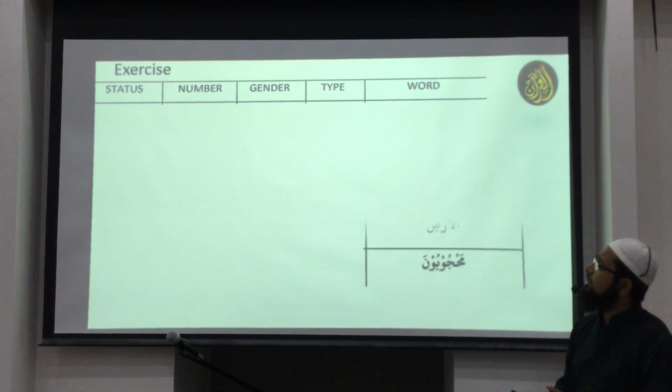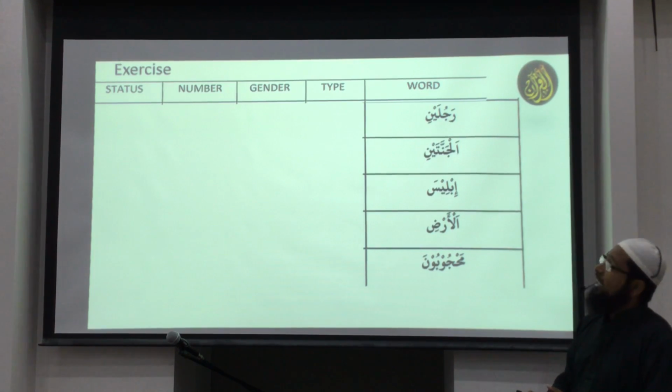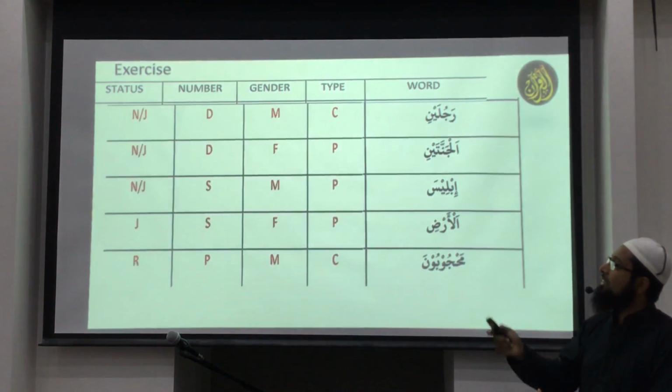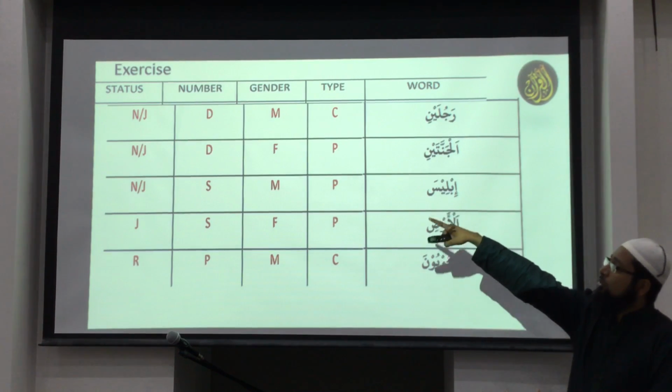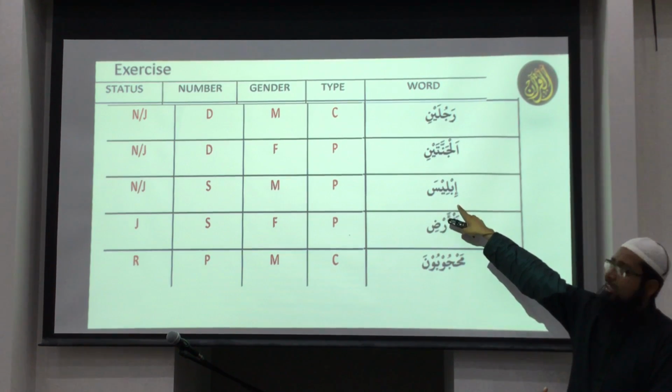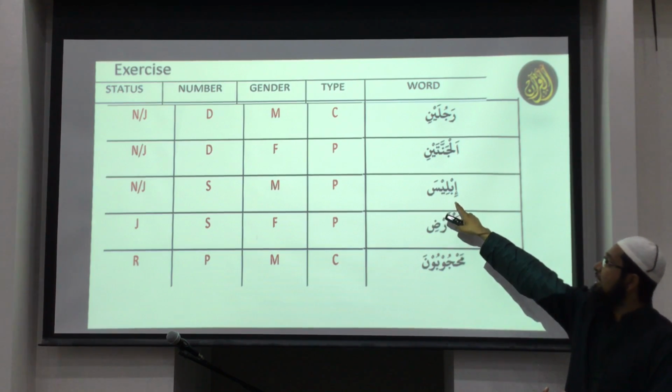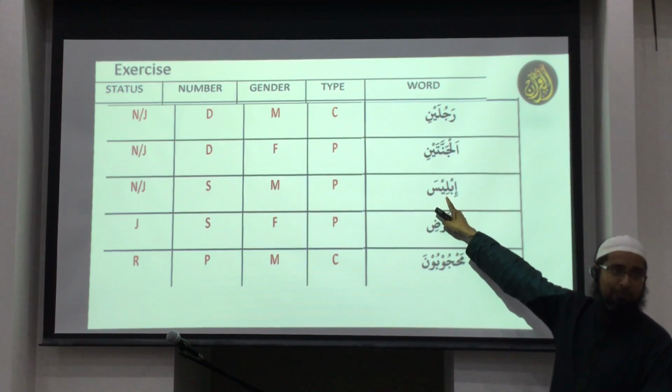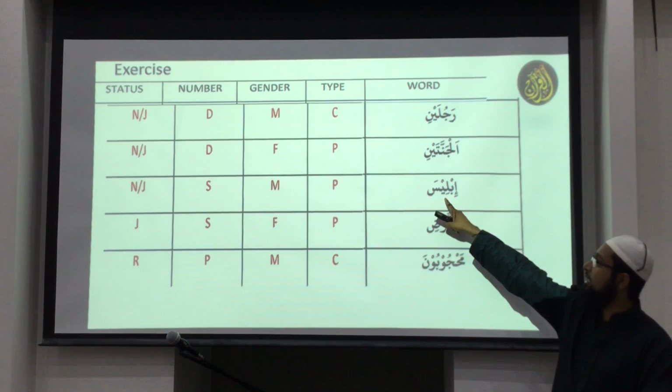The last, I think, for these 2 days: Rajulaini. What does Rajulaini mean? Rajul means man. Rajulaini means two men. Okay. So we already said this one, and then al-jannataini is also dual, so that's why we put D in the number, okay? And then Iblisa, Iblis is Iblis, right? So Iblisa could be nasab and jar because this is a non-Arab name, like Ibrahim. Iblis is a non-Arab name, so it could be nasab or jar, okay?